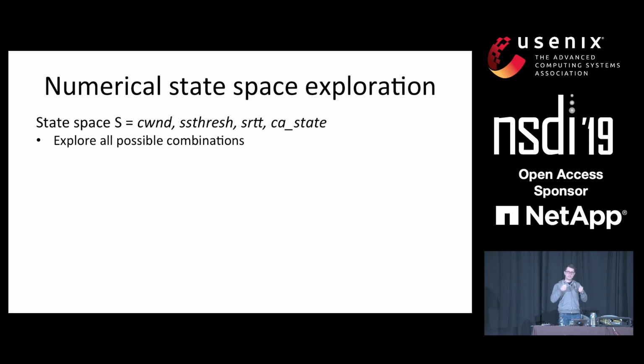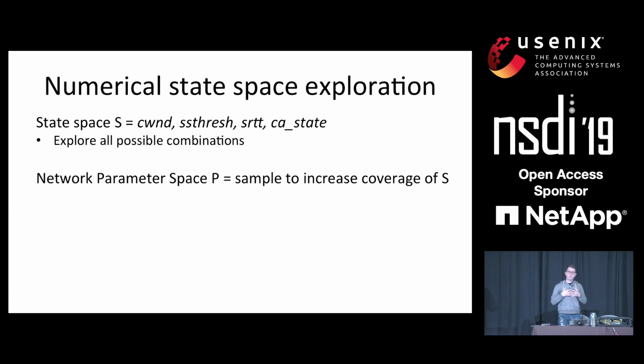But of course, you cannot just manually set the values of these. They are driven by inputs from the network. So basically what you have to do to explore these states is to come up with different network parameters, and this is the network parameter space. And basically what they do is they sample all possible network parameters, all possible RTTs, all possible bandwidths, and so forth, all possible loss rates, and they try to increase the coverage of the state space.